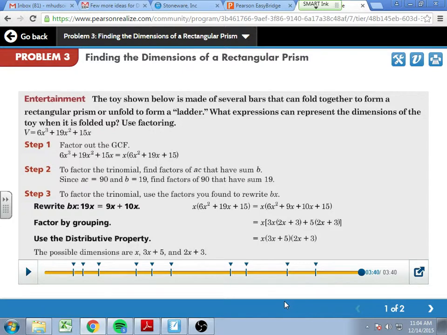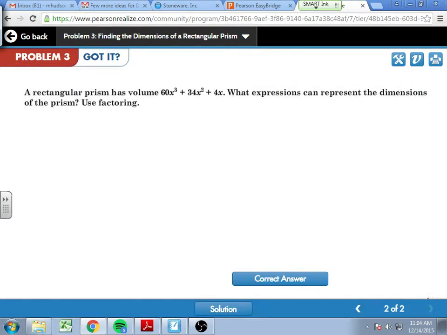So, real quick, got it together. Then I'll let you go, and then we'll do Mind Trap. What did we do first here, Kale? You factor out an x. Factor out an x.